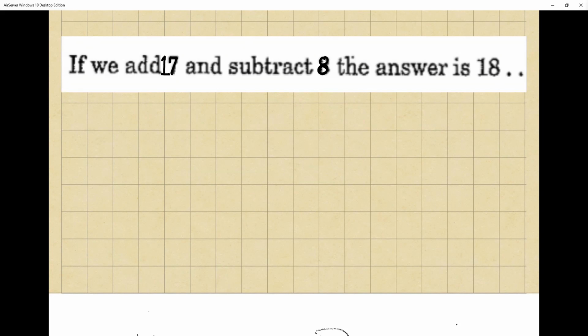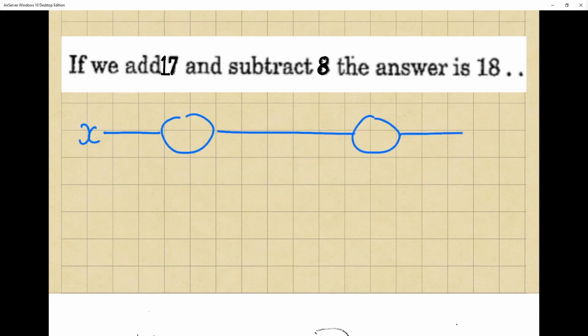So let's set up our machine then. We start with X. You can even use circles if you like. It doesn't have to be a rocket type shape. So what goes into the first circle? Add 17. And what goes into the second circle? Subtract 8. And what goes at the end? 18.